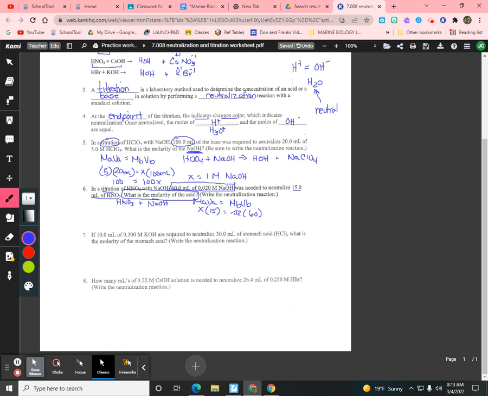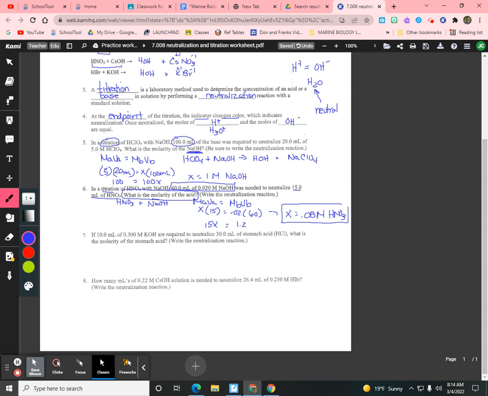All right, we're going to need a calculator for this one. Grab a calculator. 60 times 0.02 is going to be 1.2, and I'm going to have 15x, and I'm going to divide both sides by 15, and I'm going to get x equals 0.08 molar of the acid, which is HNO3.